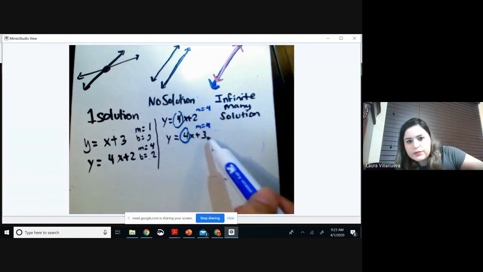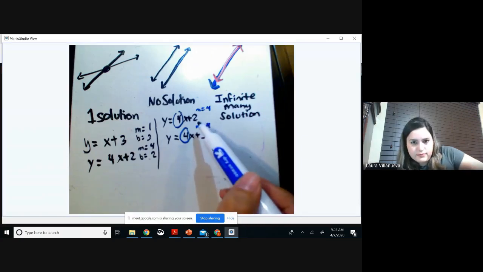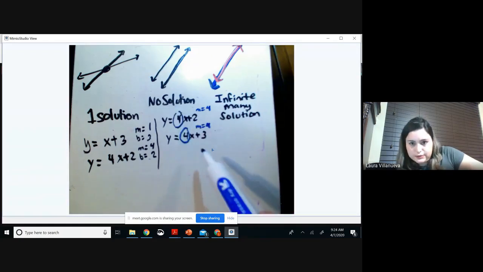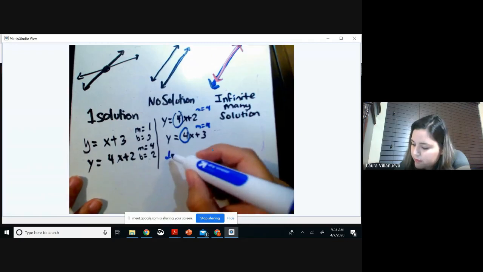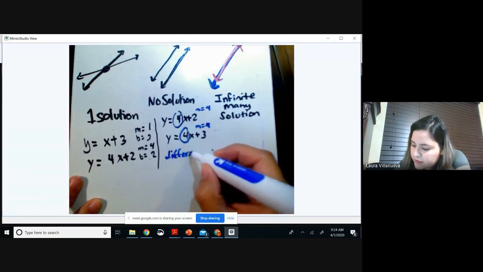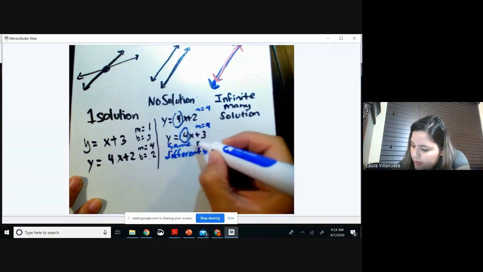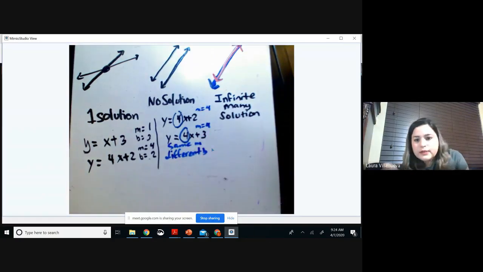Because if this one would have been the same, then it would have been the same line. But they're not the same line. This one has a plus 2. This one has a plus 3. They need to have different b. So I'm just going to write it down. Same m, different b. It says same m, which is your slope, and different b, which is your y-intercept.